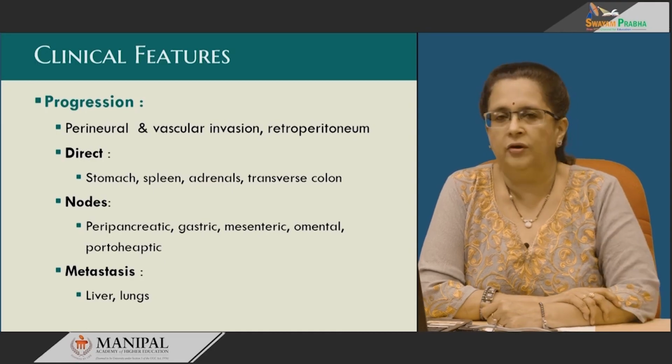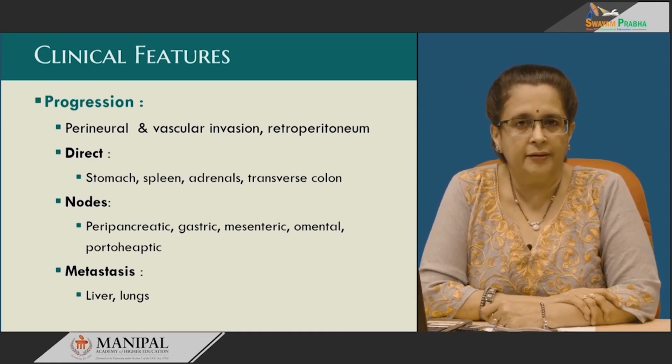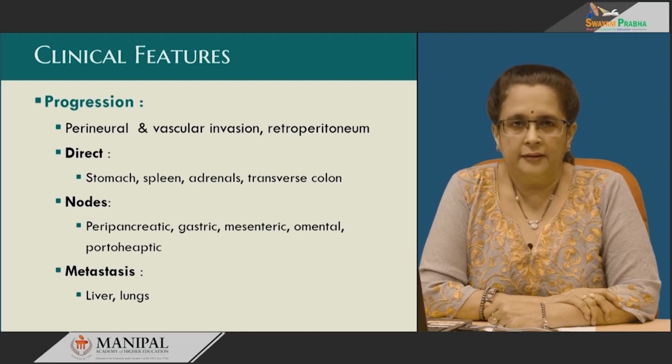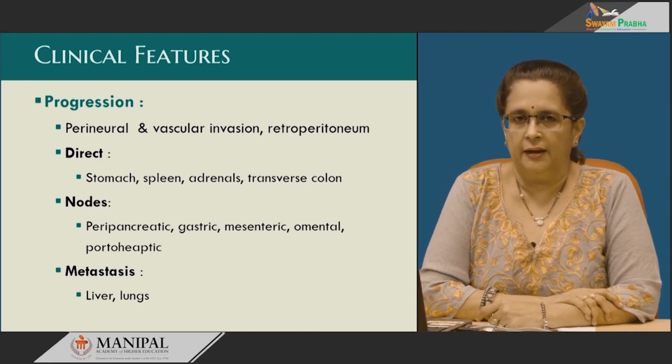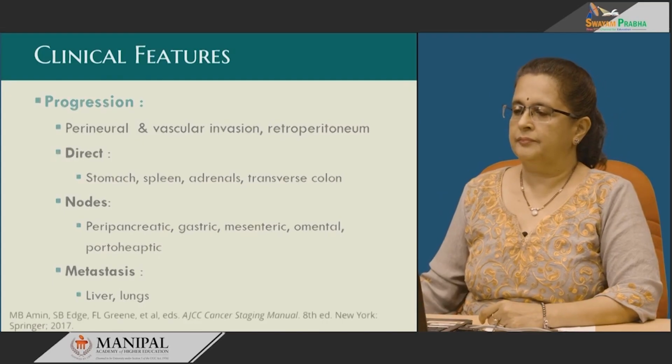Direct invasion involves the stomach, the spleen, the adrenals and the transverse colon. The nodes usually involved are the peripancreatic, followed by the gastric, mesenteric, omental and portohepatic. Distant metastasis can be to the lung and the liver.